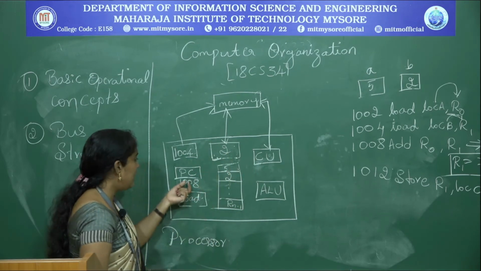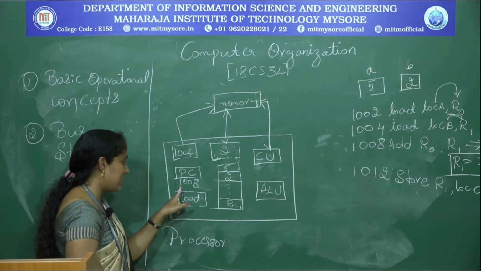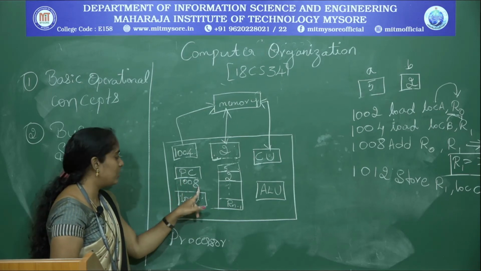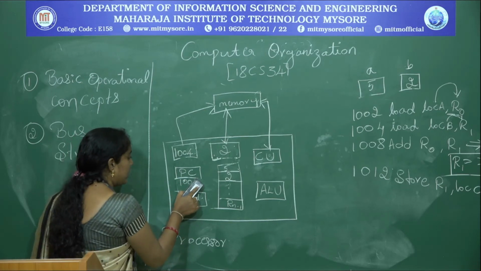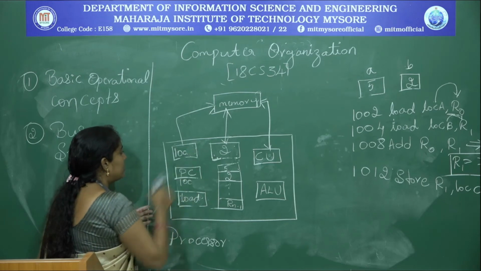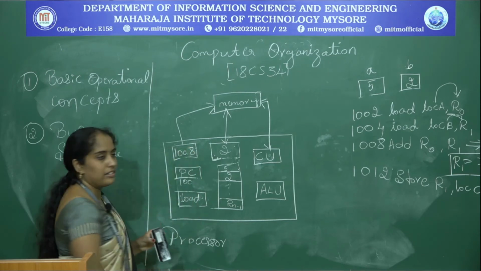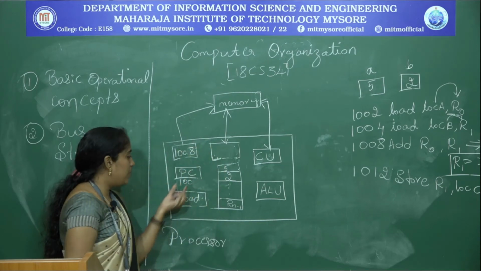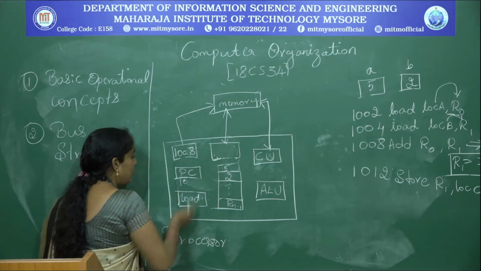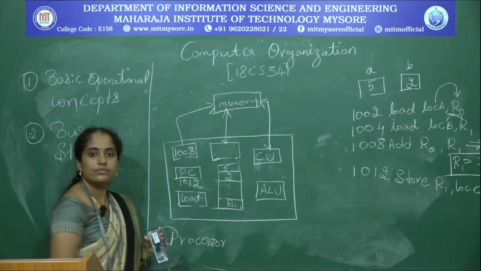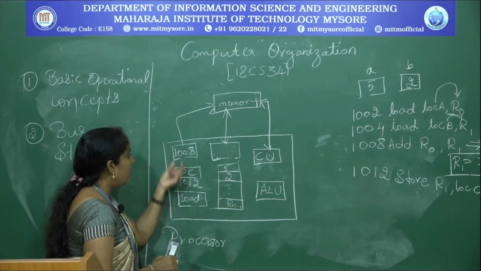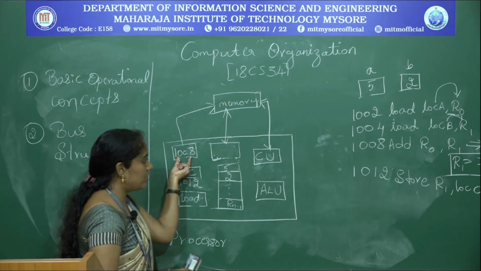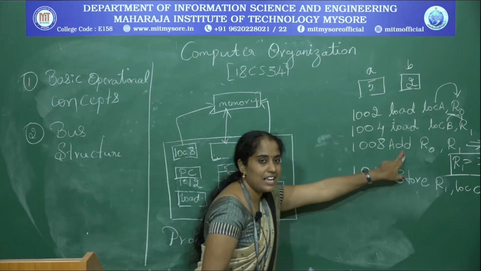Now it will check the program counter. Again, yes, it contains an address, right? 1008, and it will be replaced here with 1008. This is empty now. Okay, now it will be updated to 1012, right? Okay, now again 1008. Now here add is the instruction.